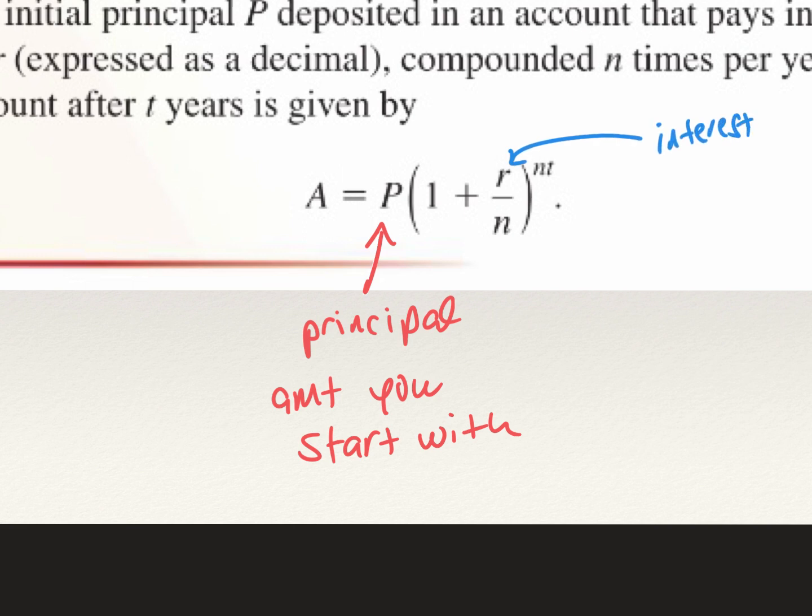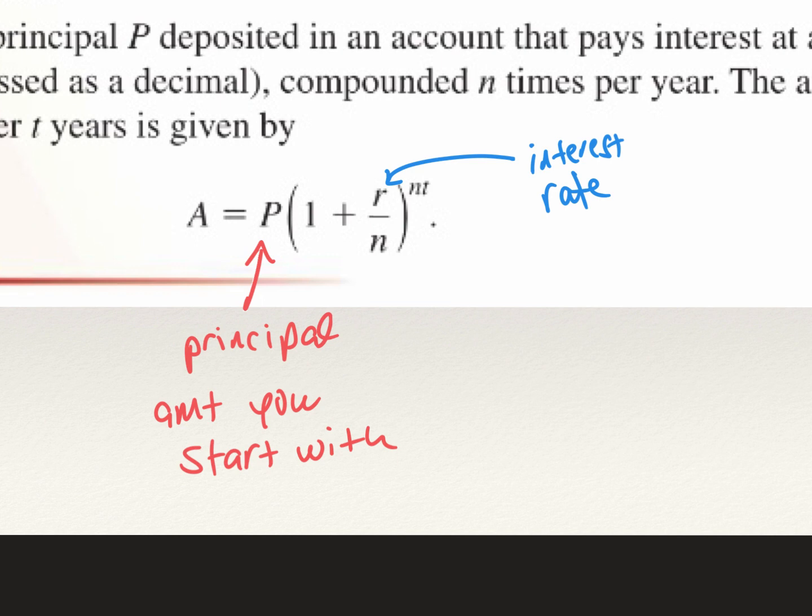Now, something that is really important about the interest rate is that in the formula it has to be a decimal. It has to be a decimal. When you do your calculations, you cannot leave it as a percentage because then your numbers are going to be crazy off. T is the variable for time, and it's in years.